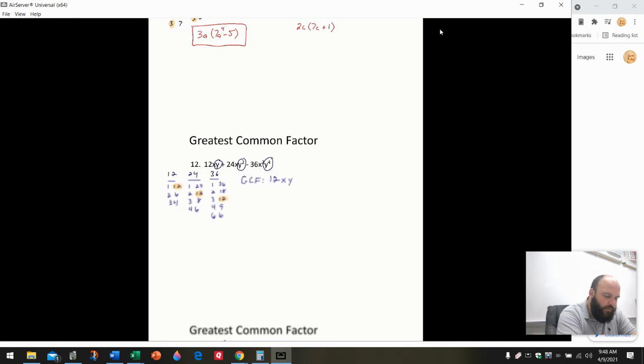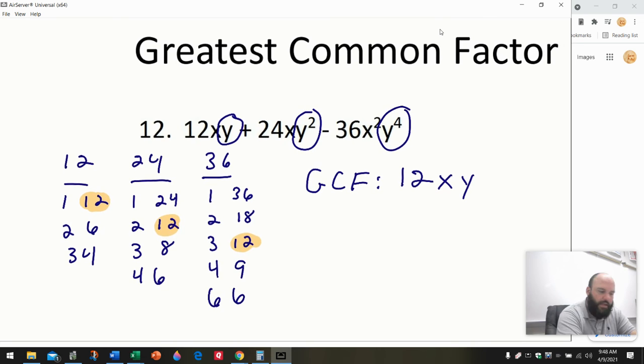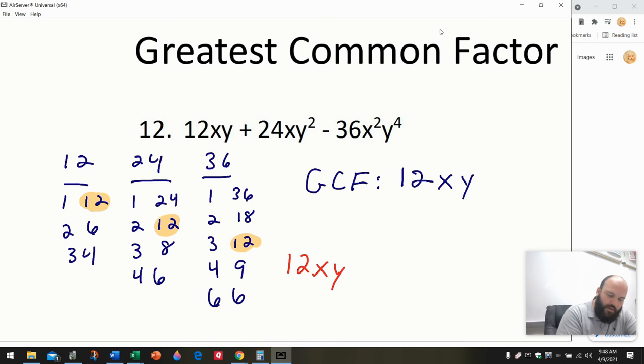All right, now we're going to move into a little bit harder one. And it's harder because there are multiple terms in this one. You can see we have 12xy, plus 24xy squared, then minus 36x squared y to the fourth. So the procedure is still the same no matter what as far as how we factor these. The first thing we do is write the GCF and then put a set of parentheses.